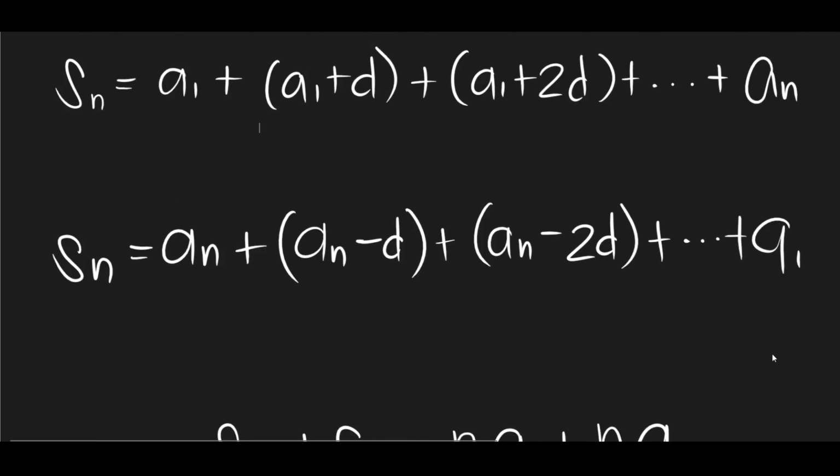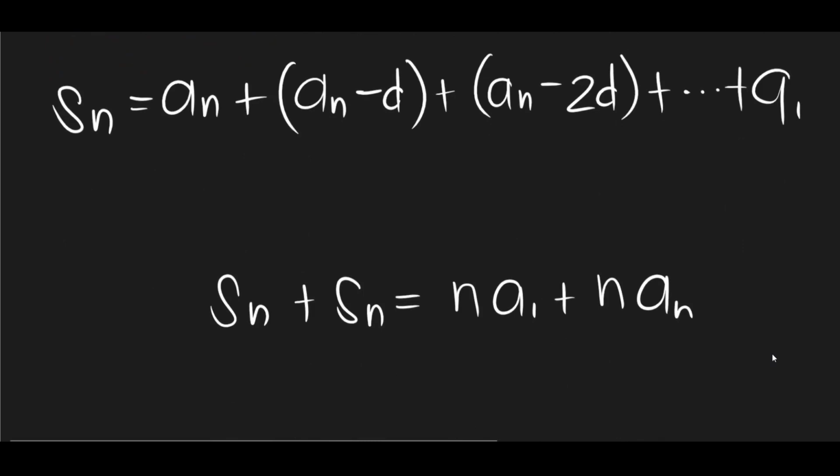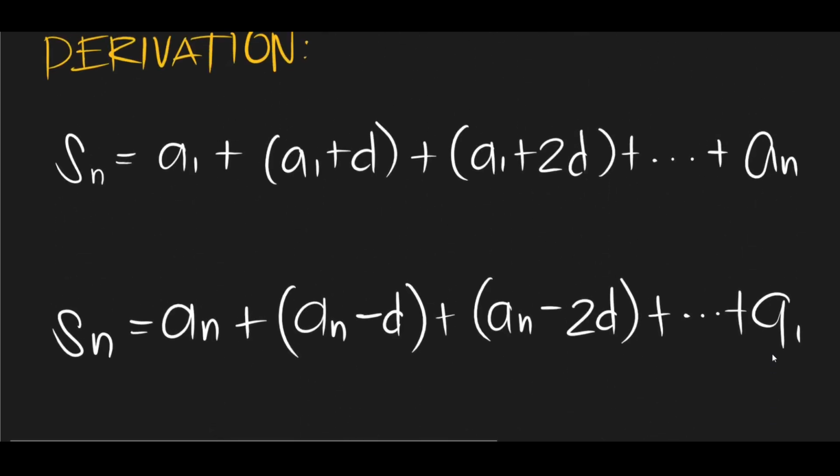So if we add these two expressions together, we will get Sn plus Sn equal to n a1 plus n an. So why is this n a1 plus n an? Let's go back a little bit. See here, if you add these two right-hand sides, you can see that the d and the d here will cancel. The 2d and also the 2d here will cancel, and so on, the 3d, 4d, until you get to an and a1. So they will all cancel out.